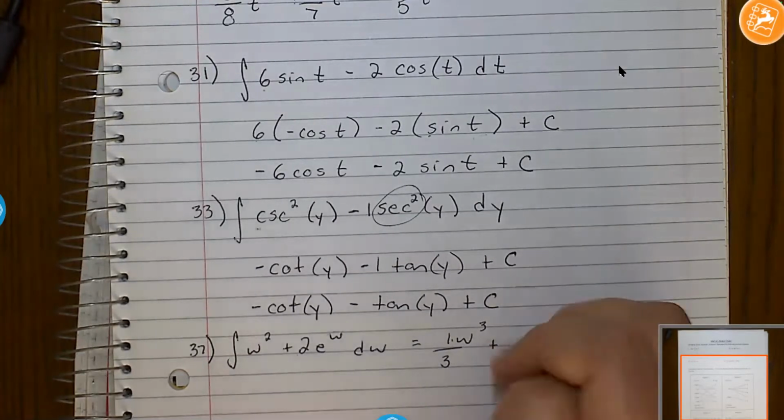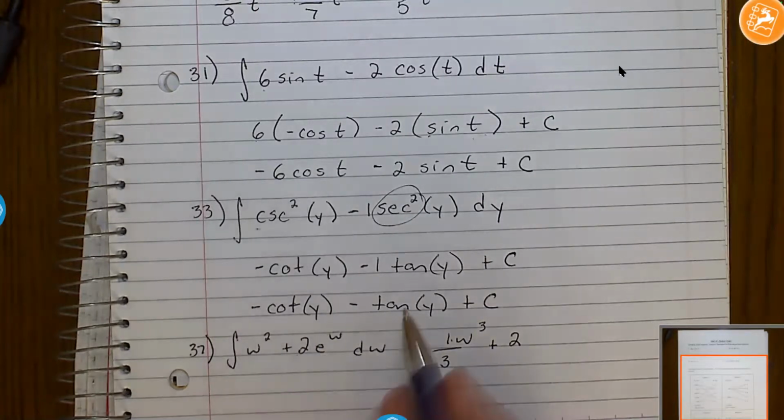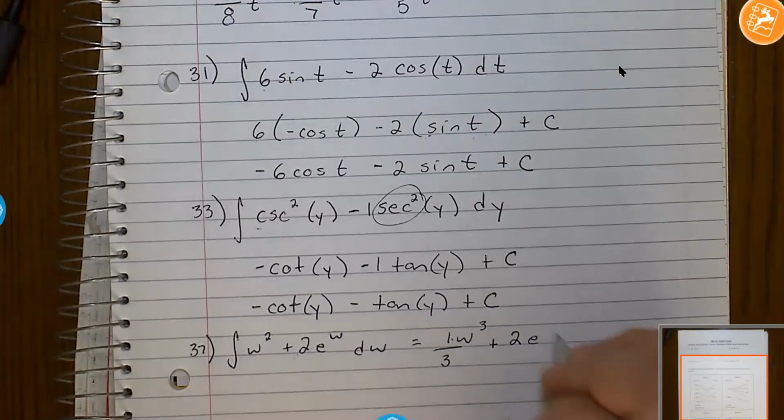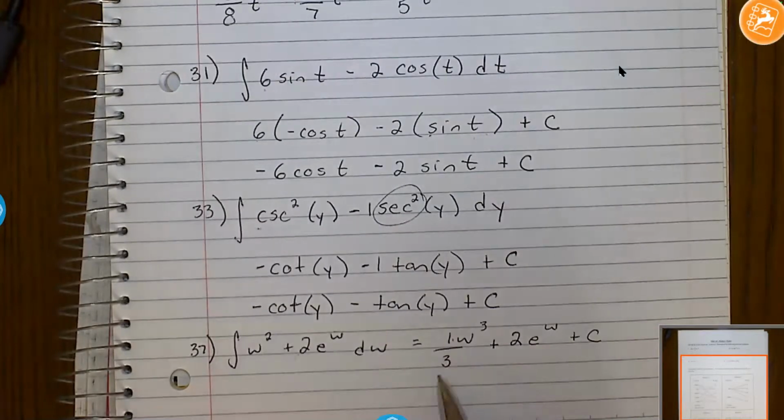Now that 2 stays out front. It's a constant that just gets brought down with it. The integration of e to the w is e to the w. And then you can't forget your plus c. So we're looking at 1/3 w to the third plus 2e to the w plus c.